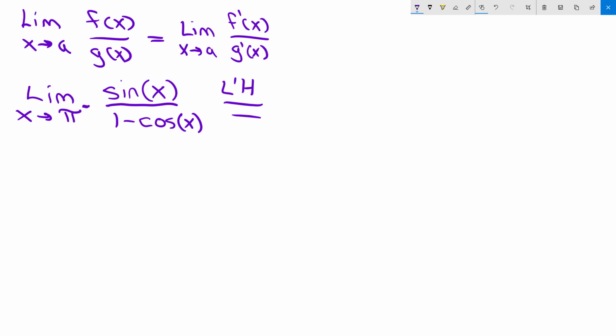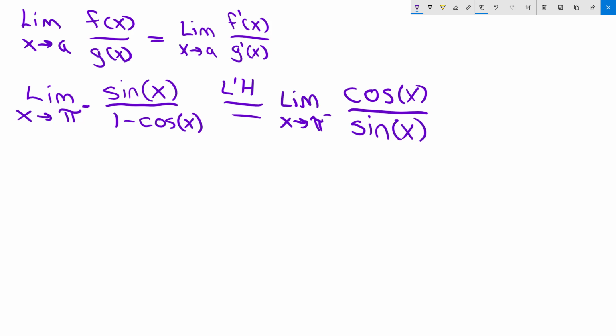If I apply L'Hopital's rule, it's the same limit as x approaches pi from the left, and we take our trigonometric derivatives of the top and bottom. So sine of x becomes cosine of x. And for the denominator, 1 goes away as a constant. The derivative of negative cosine of x, well, cosine becomes negative sine, and that will cancel off with the negative that's there, so we get sine of x.